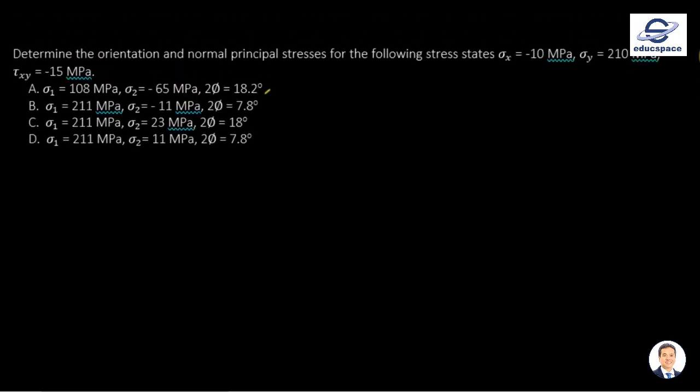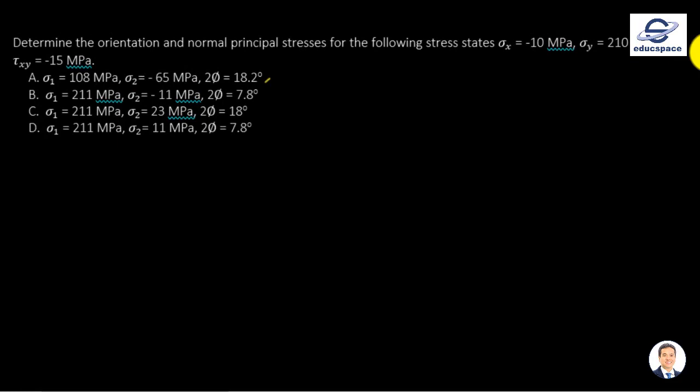Okay, problem number 4. Determine the orientation and normal principal stresses for the following stress states. We have the stress in the x-axis equal to negative 10 megapascal, the stress in the y equal to 210 megapascal, and the shearing stress is negative 15 megapascal. So this one is easy.